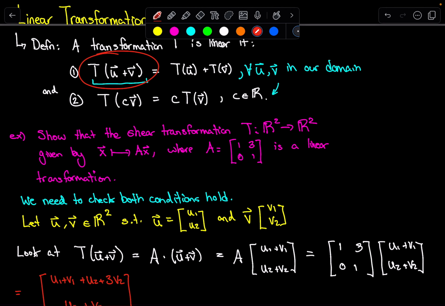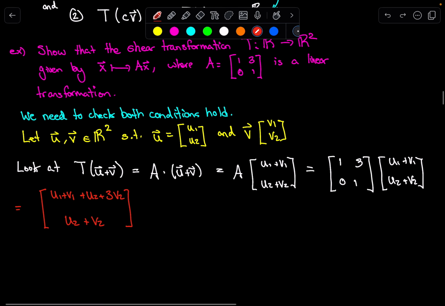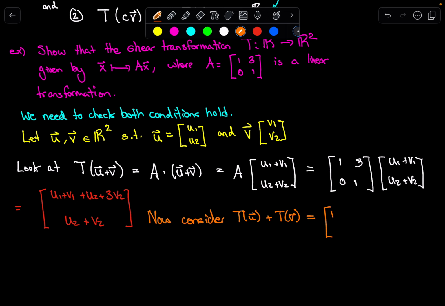Now, in order for it to be a linear transformation, we need the right side to hold true as well. So now I'm going to say, okay, consider T of u and T of v separately, plus T of v. Well, T of u, what's that going to be? T of u is going to be 1, 3, 0, 1 times my u vector, which is u1 and u2, plus my matrix 1, 3, 0, 1 times my v vector, which is v1, v2.